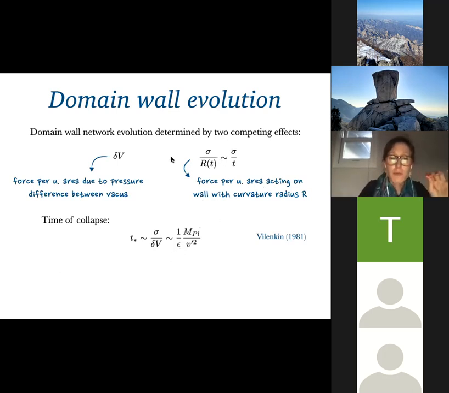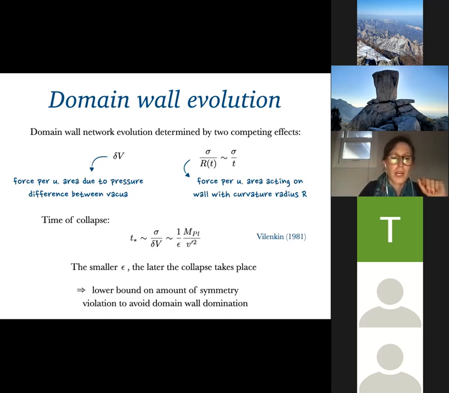So as time goes forward, the effect of this pressure difference becomes relatively more important, and the whole network will collapse when these two quantities become comparable to each other. And this happens at a time that is precisely given by the ratio of the domain wall tension over the difference in energy density, which in turn is inversely proportional to the breaking of parity by, say, higher dimensional operators.